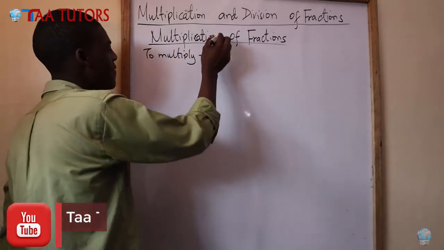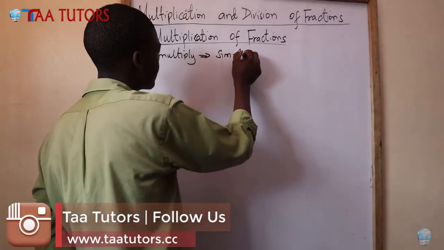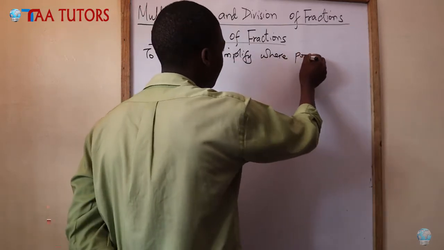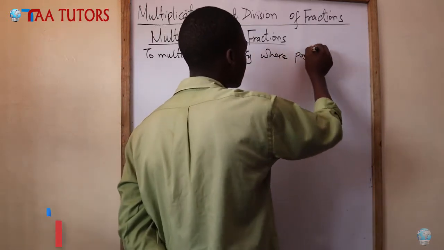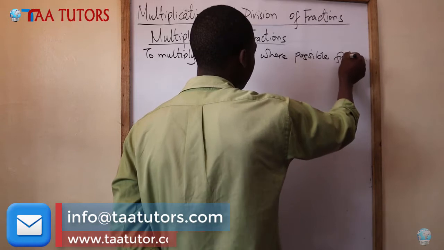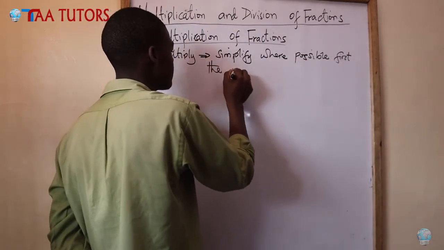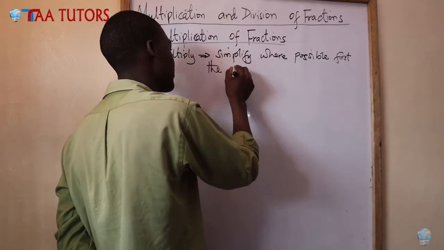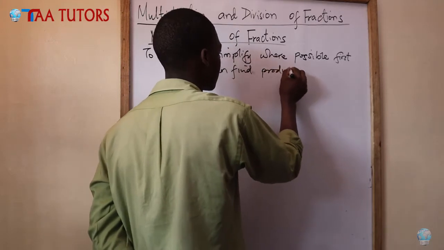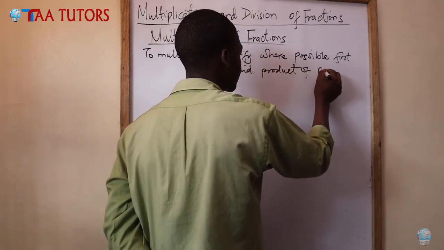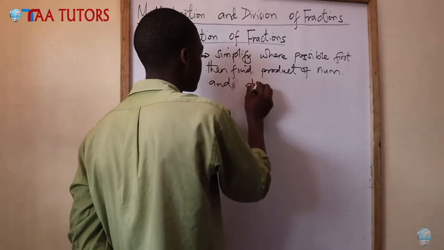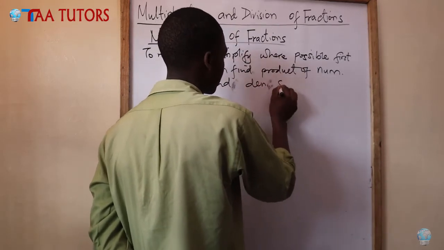fractions, we will first simplify where possible. Simplify only where possible. Not simplify even if it is not possible, but when it is possible, we simplify first. Simplify where possible first, then multiply. Or let me say, find the product of the numerator and the denominator separately.